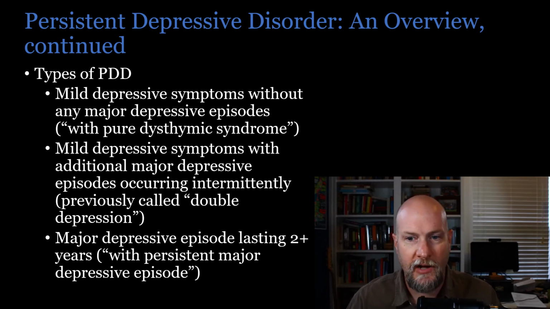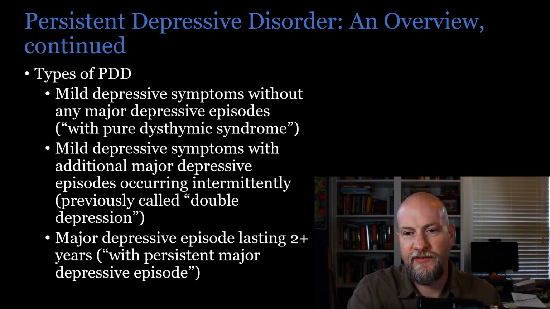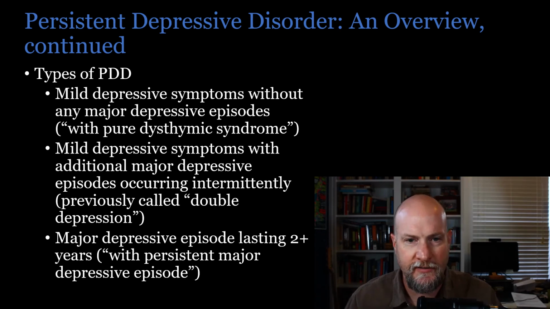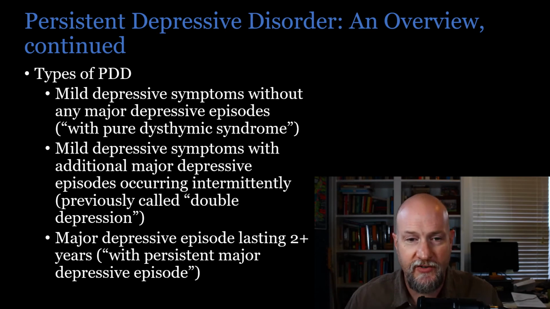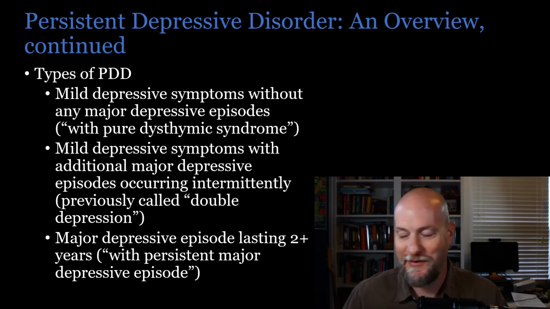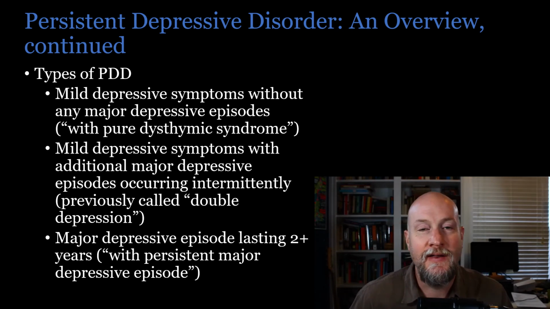Okay, that's the terminology. So pure meaning there are no periods of 2 weeks or more where that person meets the criteria for a full major depressive episode. Rather, there is this long-term underlying mild depression they're experiencing. You can have mild depressive symptoms with additional major depressive episodes, which occur intermittently. This used to be called double depression, which sounds really ridiculous when you think about it.